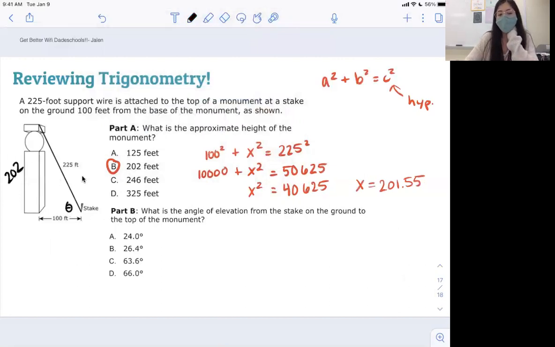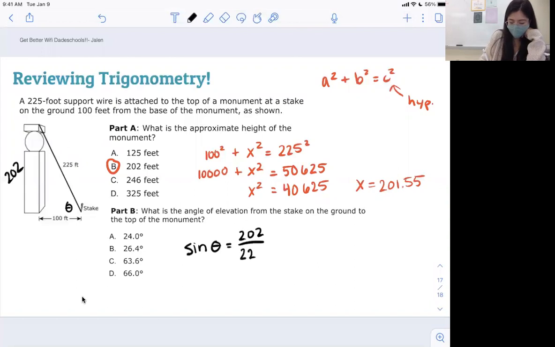I can use any relationship, really, because I have all three sides. So do you guys want to use sine, cosine, or tangent? Sine? Okay. Doesn't matter which one you use. What would be sine of theta? 202 over 225. Well, now I need to find theta. I know everything else, but I need to find theta. So first things first, I have to divide. So it's 202 divided by 225. 0.89.